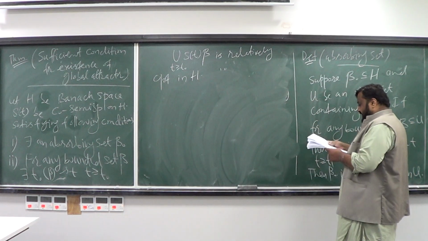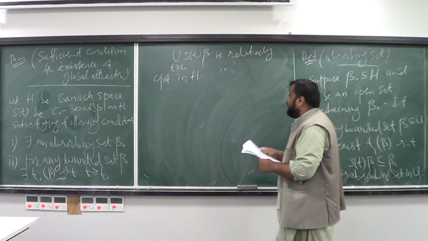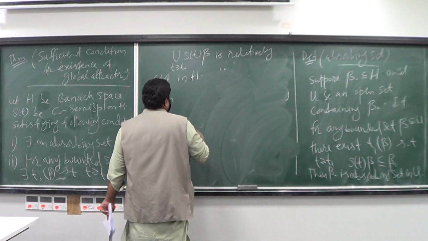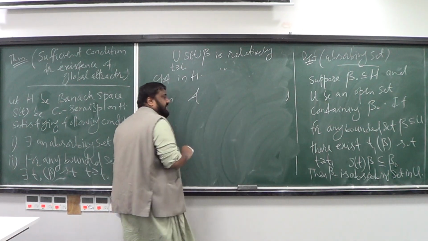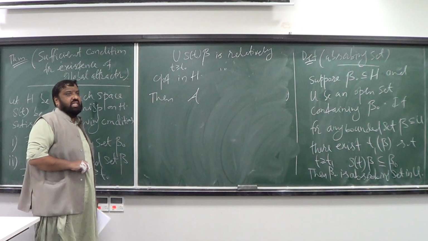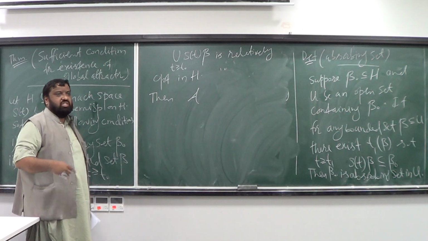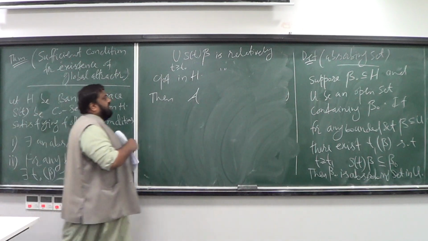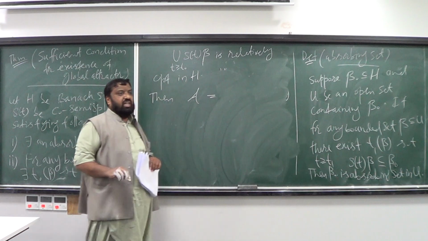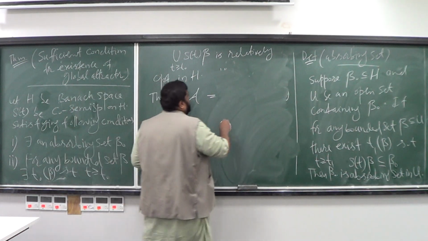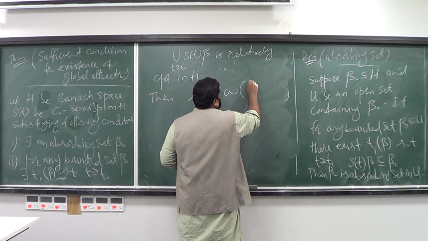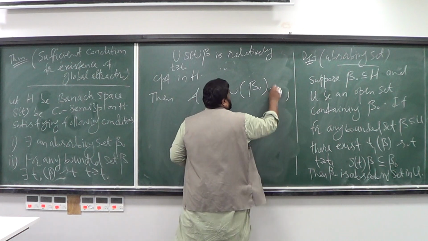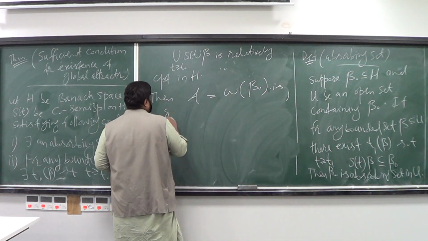If these two conditions are satisfied, then you have an interesting result: there exists a global attractor that attracts all bounded subsets in the Banach space. And this global attractor is something familiar. It is basically the omega limit set of the absorbing set B naught.